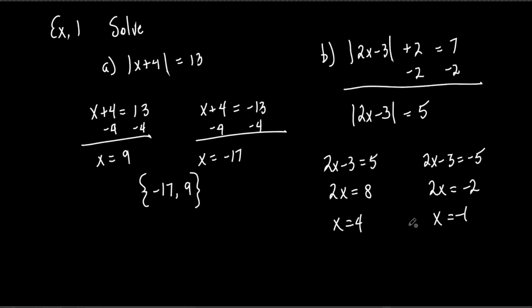Write our answer in. It's not an ordered pair, but it's in set notation. So what goes first? Negative 1. What goes second? 4. Put it in the set notation, and that's how I'd like you to write your answer, like this.